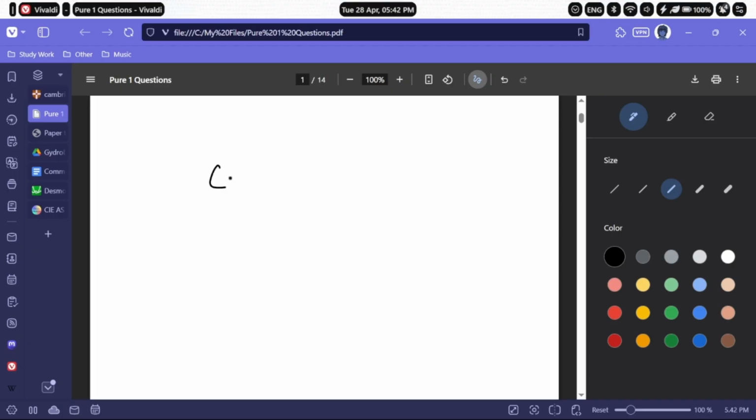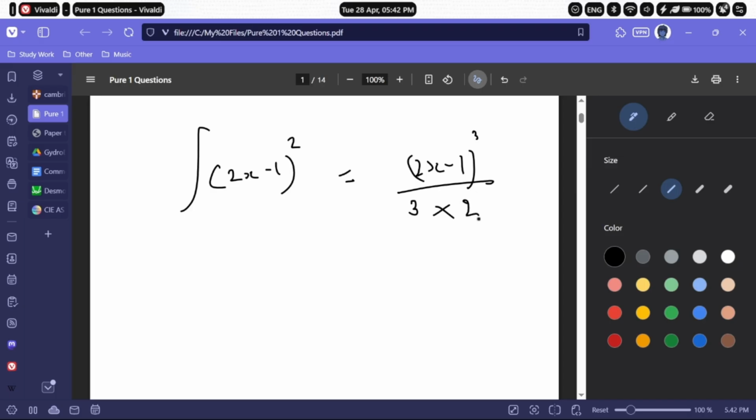So, for example, if you have (2x minus 1) squared, you're integrating this. So make sure you do (2x minus 1) raised to 2 plus 1, which is 3. Then you have to divide it by n plus 1, which is 3, and divide by the derivative of the inner function. So that's basically reverse chain rule. So make sure you keep that in mind, because these are really silly mistakes.